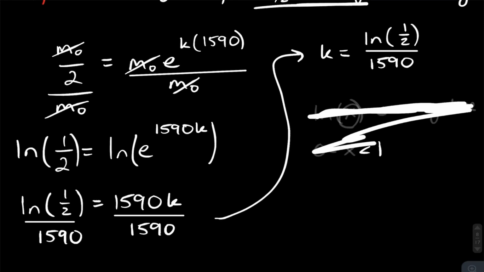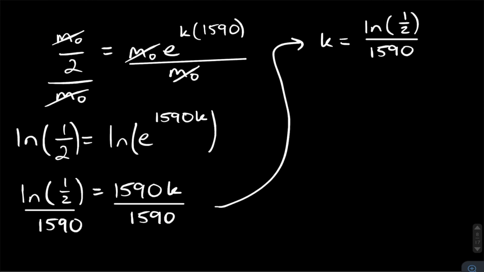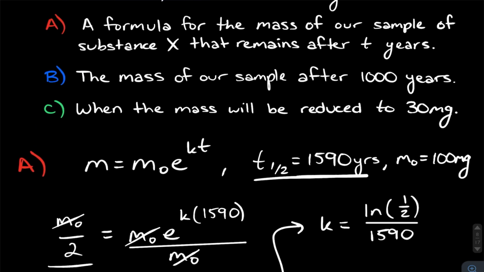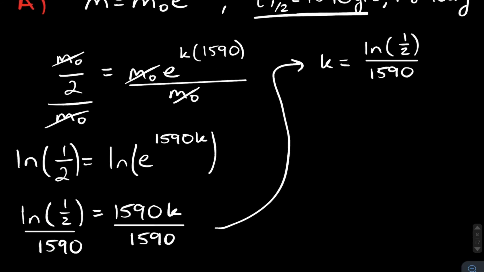So that's a good sanity check, right? We know that this is negative. K has to be negative for it to be decay, right? So that's a great way to check yourself. Now, let's actually solve this problem, right? We want to find the mass after t years. So we're going to set up that m of t equation.